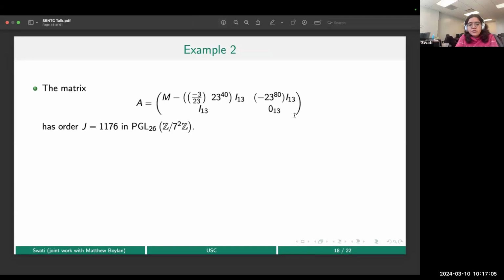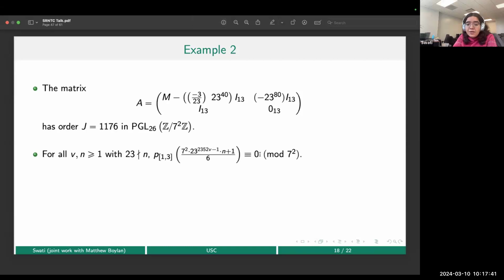Now, this is the matrix which gives rise to where this order J comes from. Once we get the matrix M, we build up this matrix, and these explicitly computable integers J and N that I was talking about basically come as orders of these matrices in PGL2(Z mod 49Z). So in this case, we get J to be 1176. And that basically gives us the first congruence that we talked about.